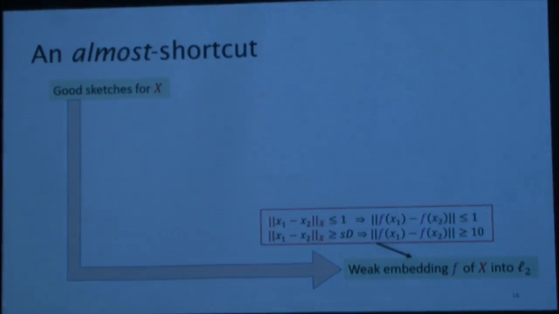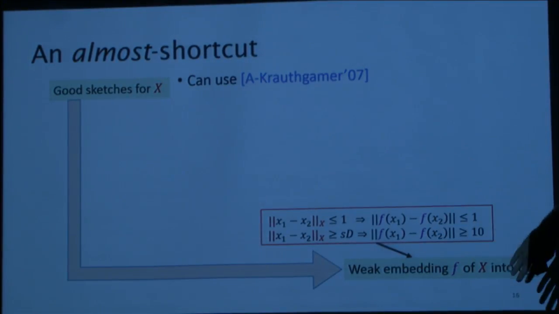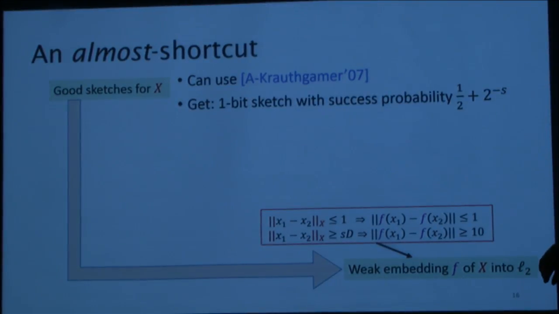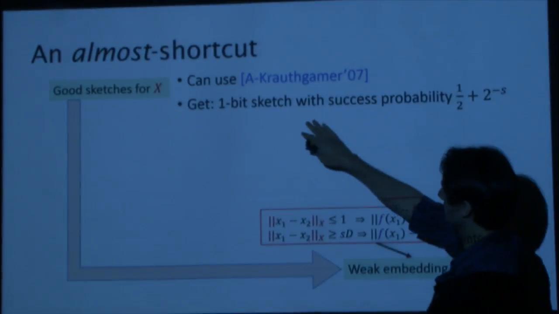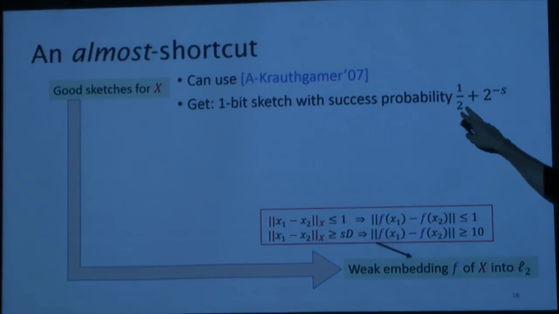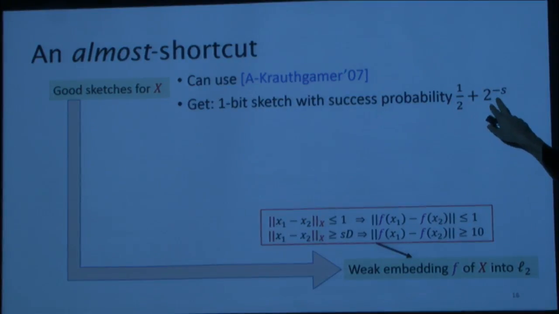Here is how it goes. We used a form of this step in a previous paper with Robert Krauthgamer when proving sketching lower bounds for edit distance. And this is what we showed there: assuming good sketches, again, good sketches means that we have a sketch of size S with constant probability of success. What we can do, and it's a pretty simple argument, is to get a one-bit sketch which has a success probability just a little bit over a half. It decays exponentially fast in the sketch size. It's 1 plus 2 to the minus s, but you get something. Then you can argue about 1-bit sketches and so forth.